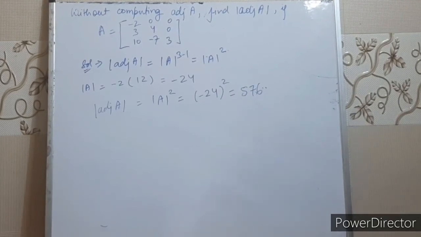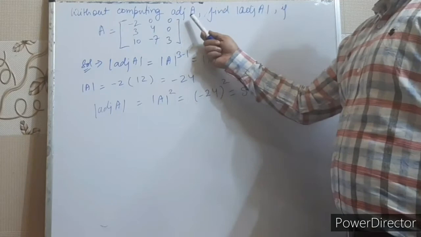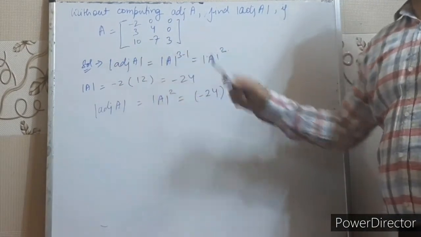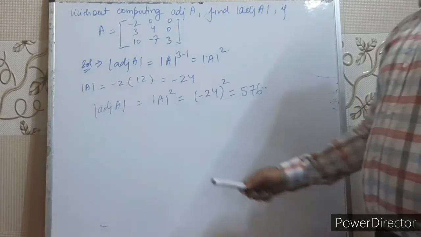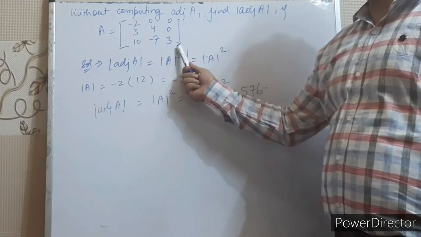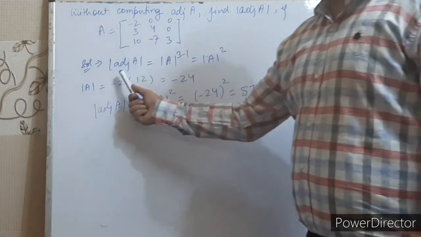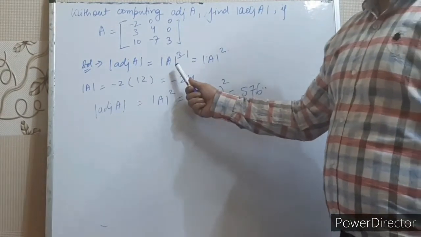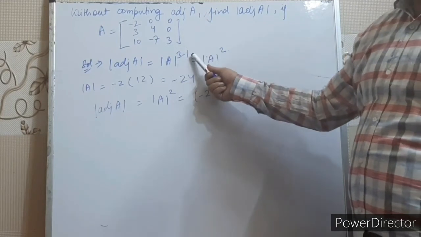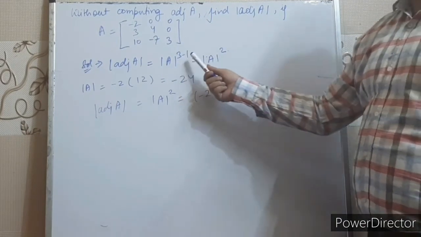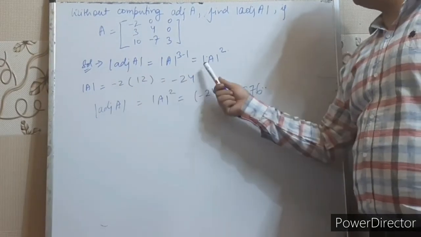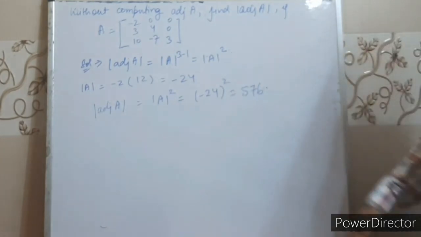See another sum, children. It says that without computing adjoint A, find determinant of adjoint A if matrix A is given as this. Now we know, children, that we have studied this theorem: this is a 3 by 3 order matrix, a square matrix of order 3. That means determinant of adjoint A is determinant of A to the power 3 minus 1. For an n order matrix it was n minus 1. Here we have a third order matrix, so it will be 3 minus 1, which is 2. So determinant of adjoint A will be determinant of A square.